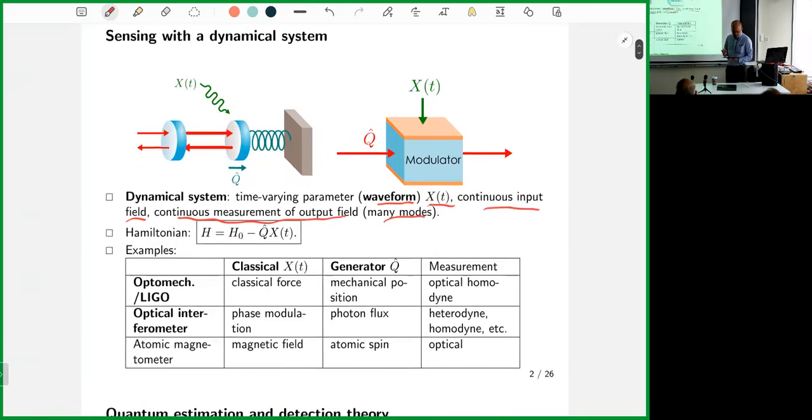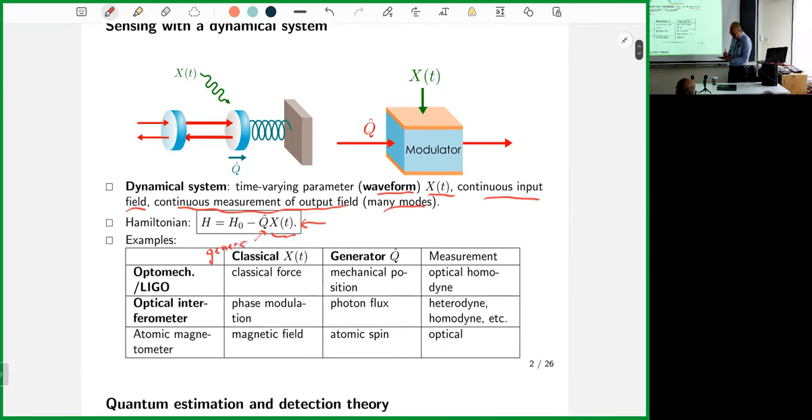For a lot of these systems, we can assume that the Hamiltonian is of the following form. Here's the unknown waveform. For this talk, I'll just assume that the waveform is a scalar, but it's a time series. So x is a scalar function. It's coupled to the sensor through an operator that I'm going to call the generator. And then everything else, I'll just include in the Hamiltonian as the rest of the Hamiltonian. Of course, it can be very complicated, but this is the general form.